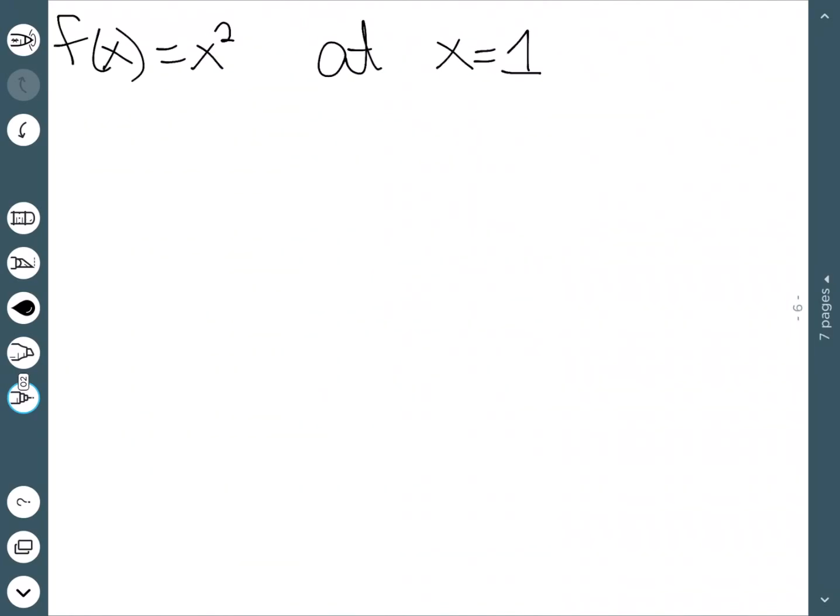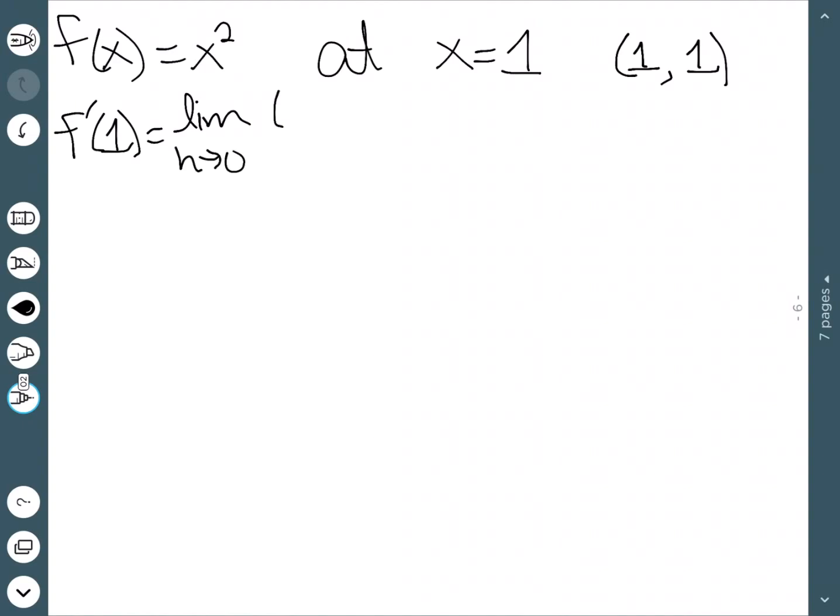Let's do another one. f of x equals x squared, but this time we're going to find the tangent line at x equal to 1. So I know if x is 1, then f of x is also 1, since 1 squared is 1. But I also need to find the derivative, and this time I don't already know it. So I'm going to take the limit as h goes to 0 of f of 1 plus h, so 1 plus h squared, minus 1 squared, all over h.